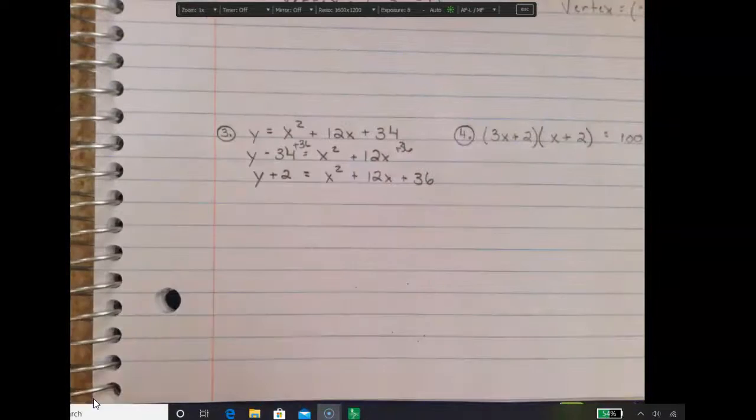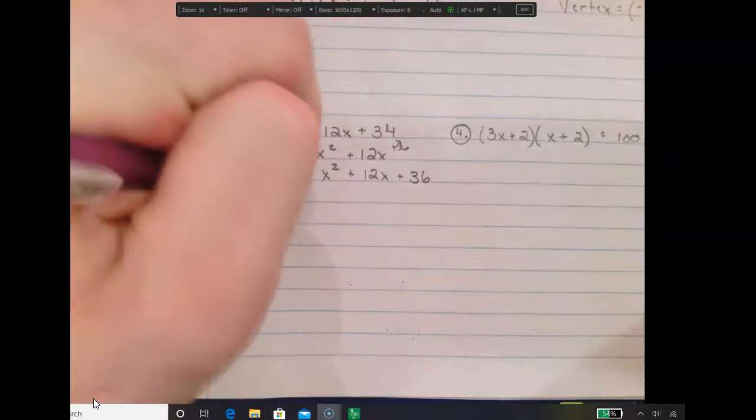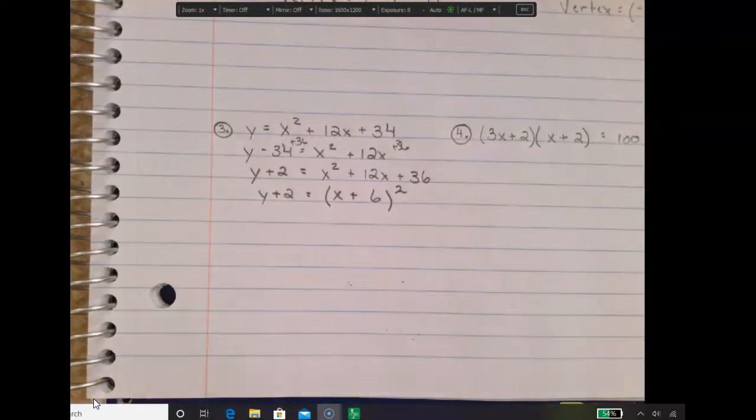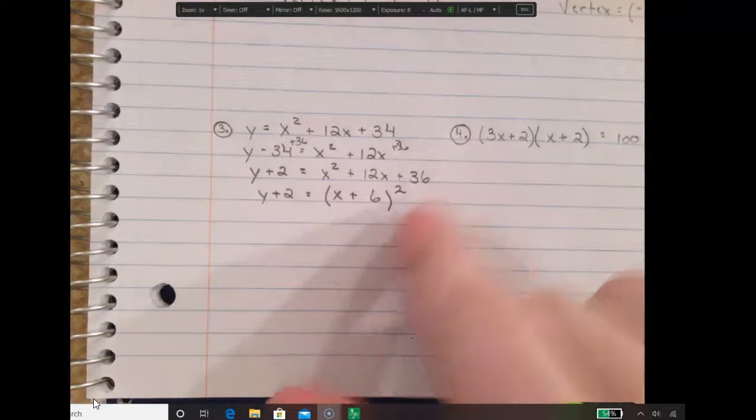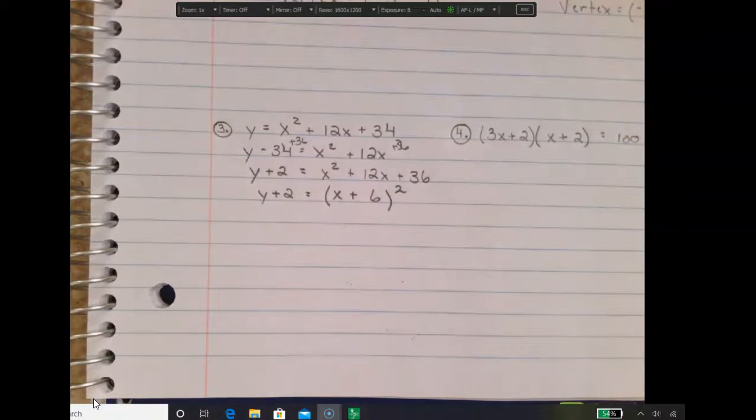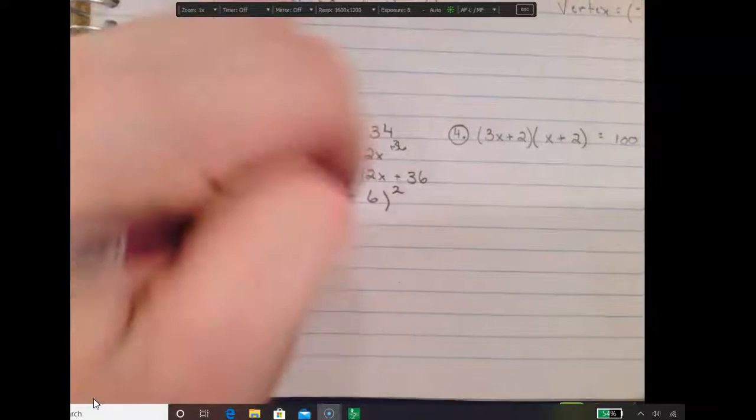And then from there, we're going to just break it down. So y plus 2. This time I'm going to go through this one a little quicker. So again, whenever we do our squares here, it's going to turn into an x plus 6. And I know that because 6 times 6 gives me 36, and 6 plus 6 gives me 12. Last step, get y by itself.